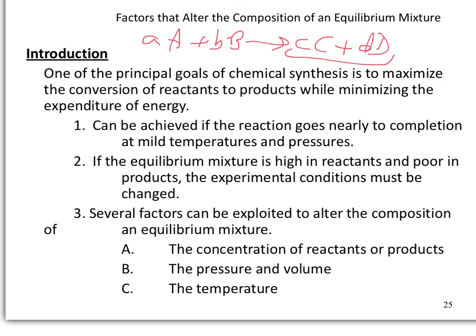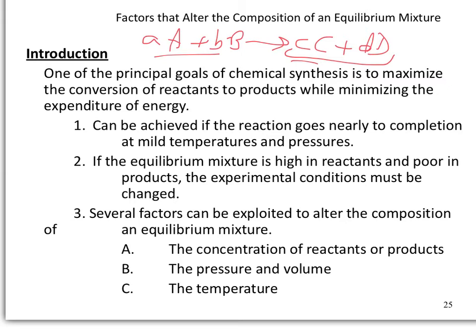Now, on the other hand, if your equilibrium mixture has a different ratio, that means it has more of A and B and less of C and D, that's a problem right there, and something will need to be done to tweak the reaction conditions so that the equilibrium moves in a direction that the extent of the reaction changes and the yields become better.